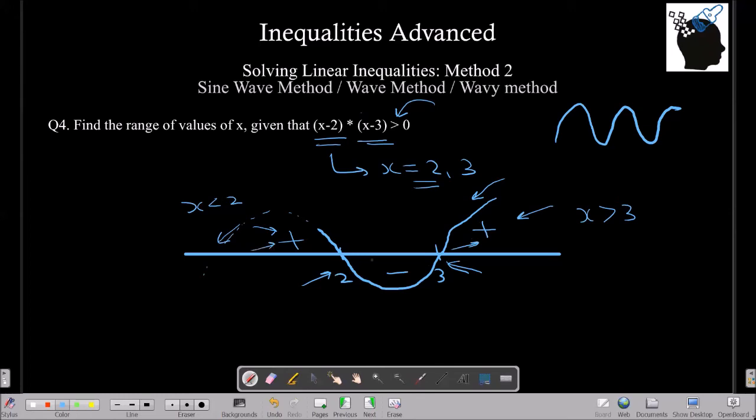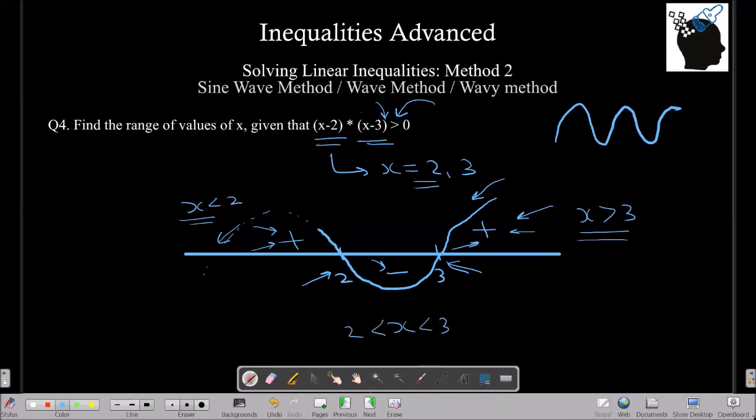And any point below the line and above the sine curve, we are going to write negative. We are going to check what is the sign of the quotient since it is greater than 0. So we are going to consider only those values wherever we have positive sign. So in this case, x greater than 3 and x less than 2. If the quotient was less than 0, we would have taken the answer as x lies between 2 and 3.